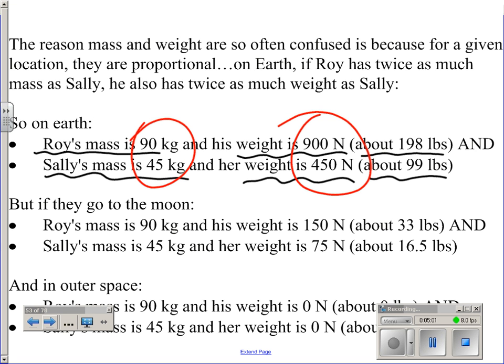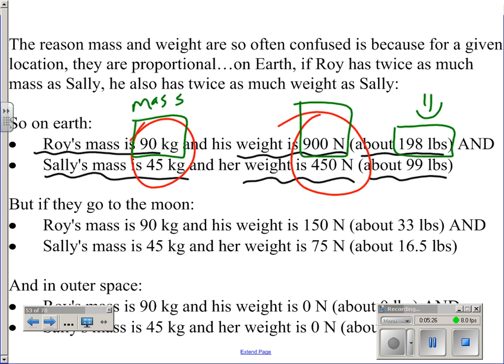To be proper, in America, if you went to Roy and said how much do you weigh, Roy would tell you that he weighs 198 pounds, which is correct. If you went to Europe and said how much do you weigh, he would say 90 kilograms, which is incorrect. That is not his weight, that's his mass. To correctly give you his weight in Europe, he should say 900 newtons. And for whatever reason, Europeans do not use newtons.